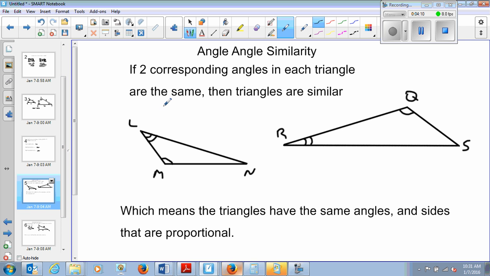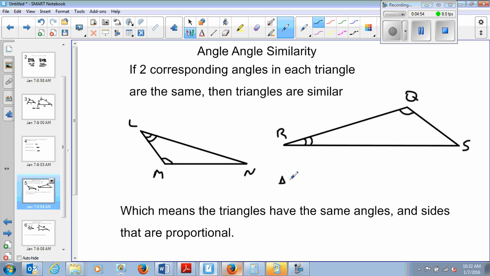So here we have angle-angle similarity. It says if 2 corresponding angles in each triangle are the same, then the triangles are similar. So here we have 2 triangles. I can tell that they're not quite the same size, but they do look similar to each other. They look kind of like they're the same shape. This one's one way, and this one's kind of been rotated. But still, in this picture, we see the angle L and angle R are marked similar to each other. And also M and Q are similar to each other. So if 2 angles are the same, then the triangles are similar. We have 2 angles that are the same, so these triangles are similar.